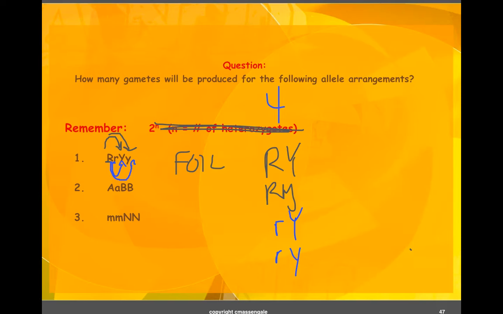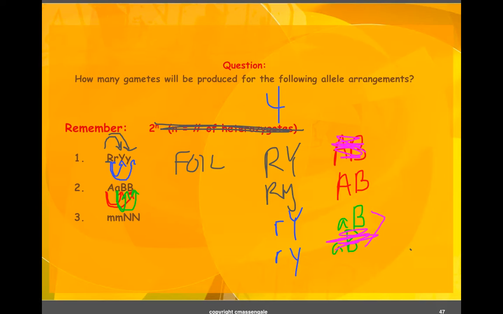If I look at the A's, capital A could go with capital B. Capital A could also go with the second capital B. Lowercase a could go with capital B. Lowercase a could go with the second capital B. Now notice these two are the same, so we really just need one combination. We'll talk about that when we make our cross, but I only need one of each. So in this case, there's just 2 possible gamete formations.